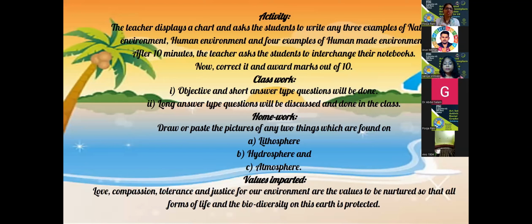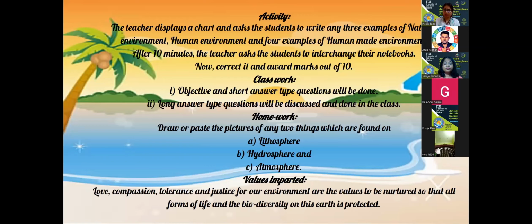So a teacher displays a chart and asks the students to write any 3 examples of natural environment, human environment, and 4 examples of human-made environment. This can be a 5 to 10 minute activity. After the activity, the teacher can ask the students to interchange their notebooks, correct them, and award marks out of 10. So this is one activity which we can do in our lecture class.